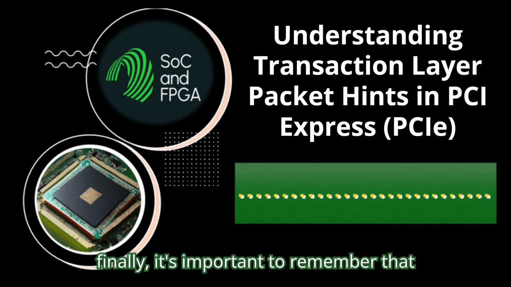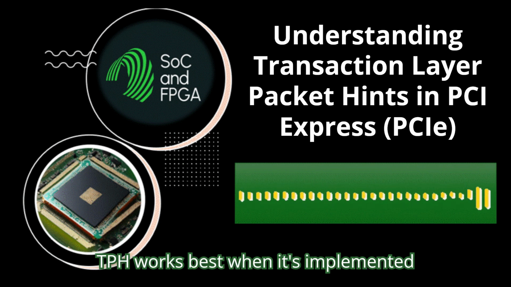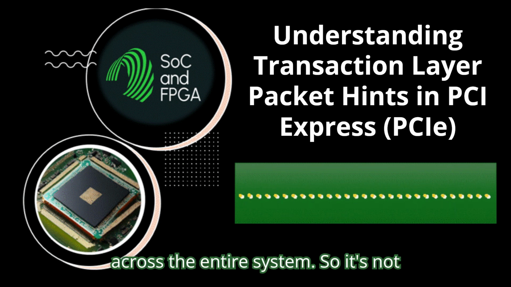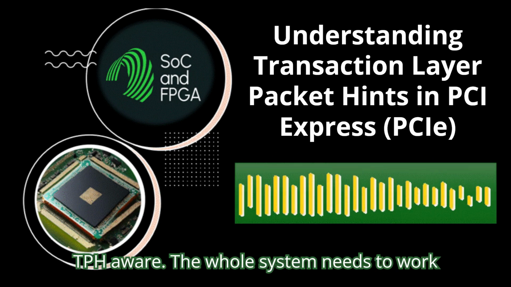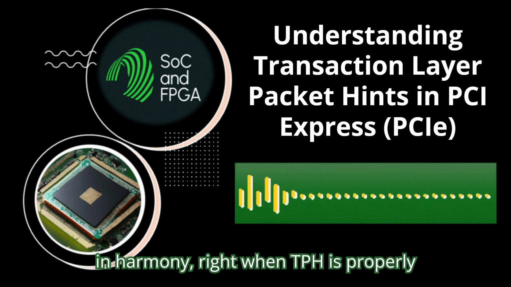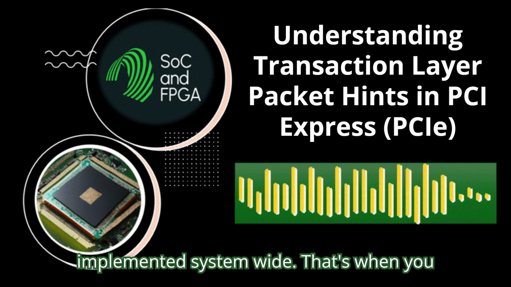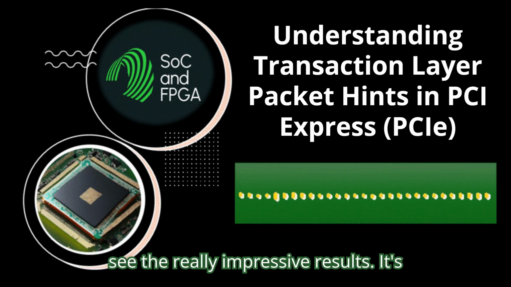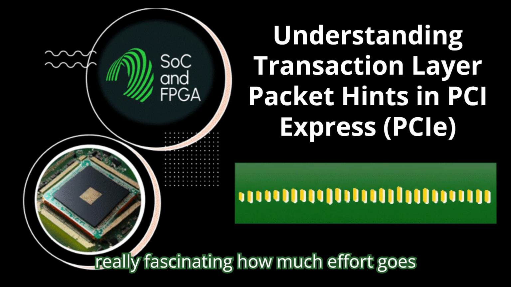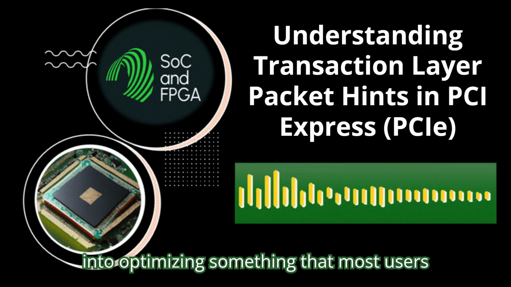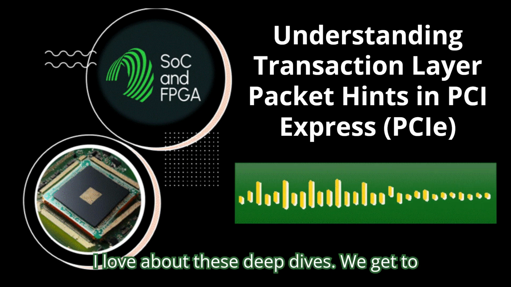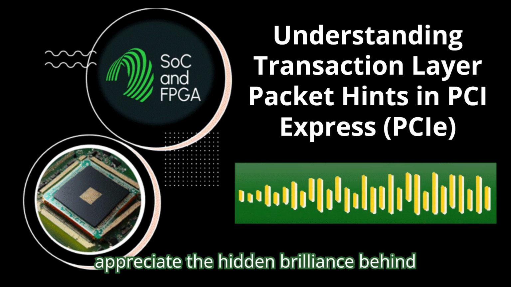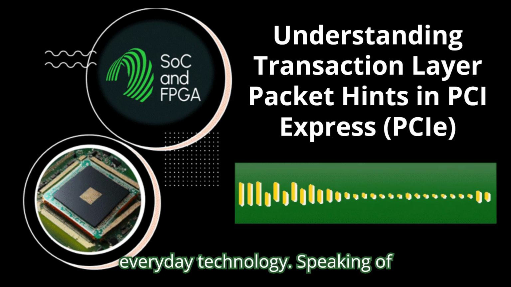And finally, it's important to remember that TPH works best when it's implemented across the entire system. So it's not just about individual components being TPH aware. The whole system needs to work in harmony. Right. When TPH is properly implemented system-wide, that's when you see the really impressive results. It's really fascinating how much effort goes into optimizing something that most users will never even be aware of. That's what I love about these deep dives. We get to appreciate the hidden brilliance behind everyday technology.